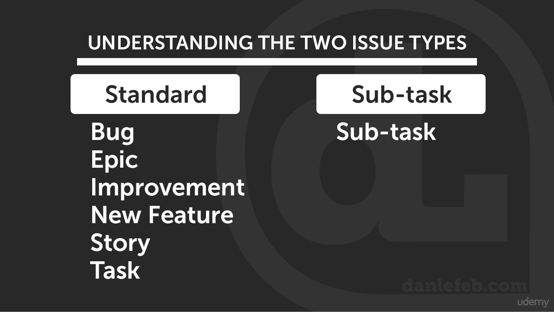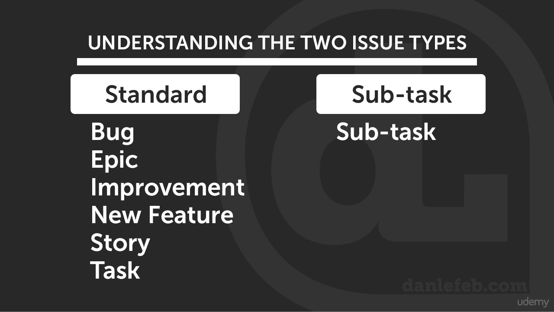Just to get a better understanding of this, there's the standard issue types. So bug is a standard issue type, epic is a standard issue type, improvement is a standard issue type, new feature, story, task, and so on are all standard issue types. And then there's a subtask issue type, and one of those subtask issue types just happens to be called subtask. So it's a little bit on the nose, but you can create whatever sort of subtask issue type that you want and call it whatever you want here inside of JIRA.